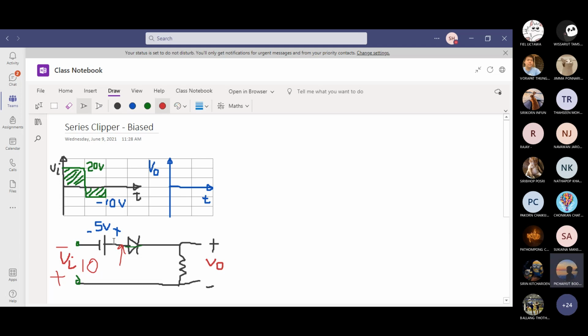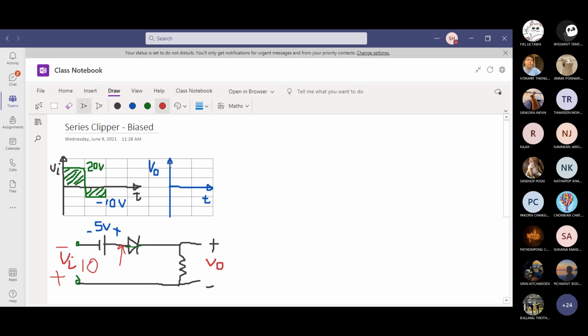Minus 10 plus 5, you're getting minus 5. With a negative voltage, the diode is not going to turn on, which means there is no current in the circuit. It's an open switch. What is the output voltage finally? 0. 0 is the output voltage of the negative half cycle.